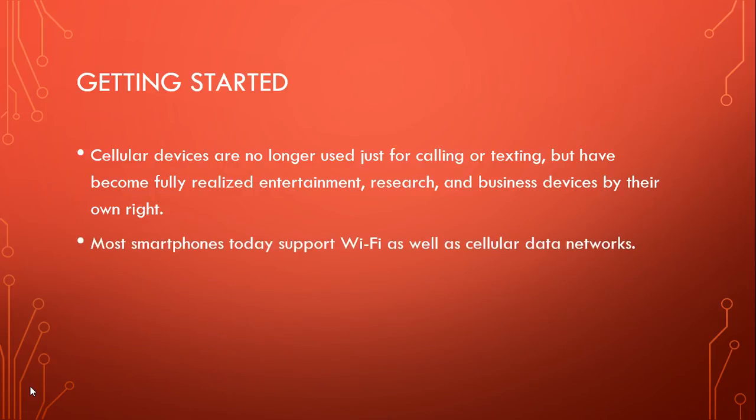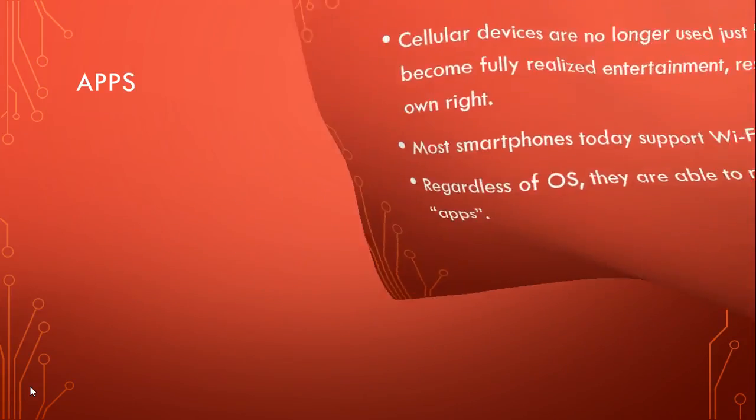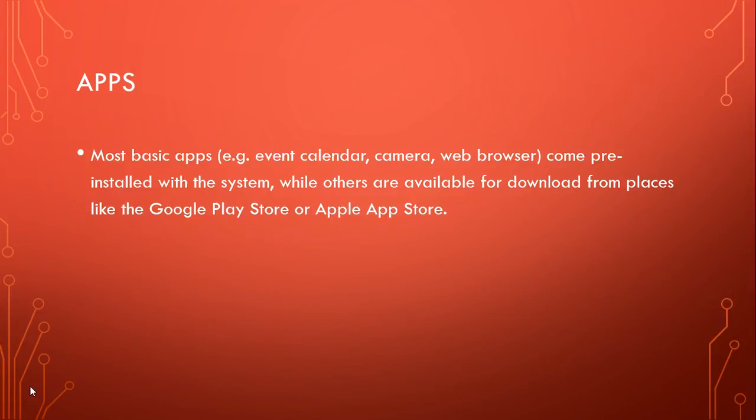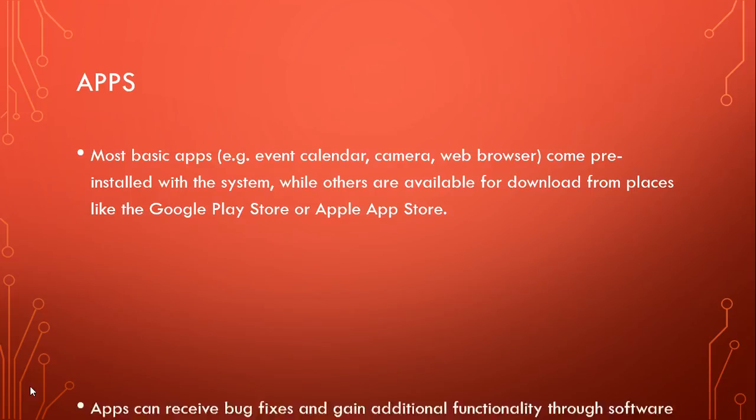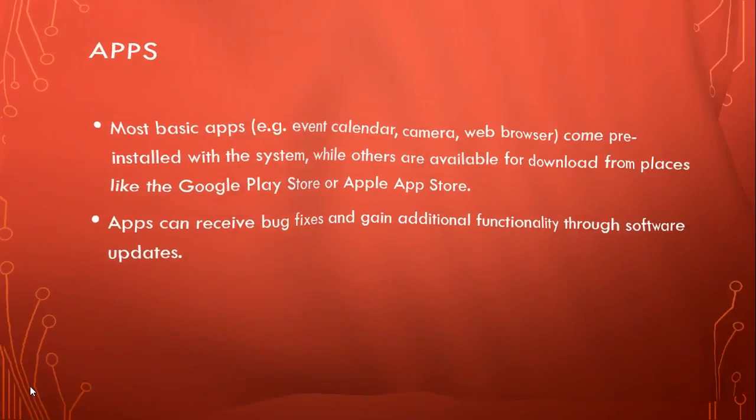And most smartphones today support Wi-Fi as well as cellular data networks, so you're not just limited to one or the other. Regardless of what operating system your smartphone uses, they are able to run software components, also known as apps. So let's talk about those apps, shall we? Most basic apps, such as calendars, cameras, and web browsers, come pre-installed with the system, while other apps are available for download from places like Google Play or the Apple App Store. Now, apps typically receive bug fixes and gain additional functionality through software updates.